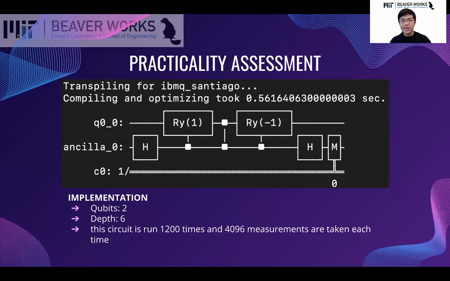Next, for the practicality assessment, the circuit is, again, pretty small. It uses 2 qubits and has a depth of 6 gates, which means that it's not going to use a lot of resources and it's going to run pretty fast. However, it's important to note that while the circuit itself is quite small, this circuit has to be run 1,200 times, and each time 4,096 measurements are taken. So the algorithm itself is relatively slow.